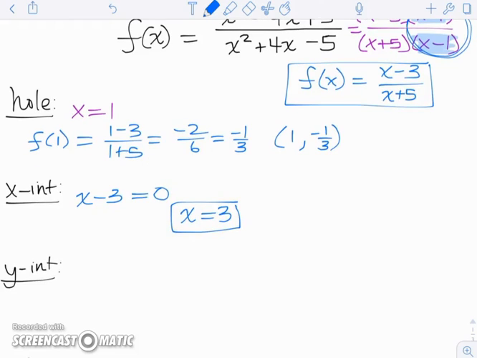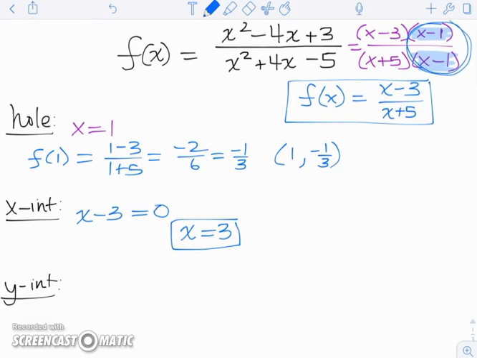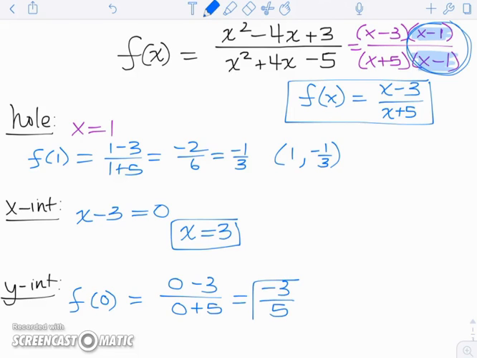My y-intercept, I evaluate the function at f of 0, right? The y-axis is the line x equals 0, so I'm going to plug 0 into the function. So I evaluate the function at 0, meaning I take 0 and plug it in on the top. I take 0 and plug it in on the bottom, and I find I have a y-intercept at negative 3/5. So on my y-axis, I'm going to plot a point at negative 3/5.